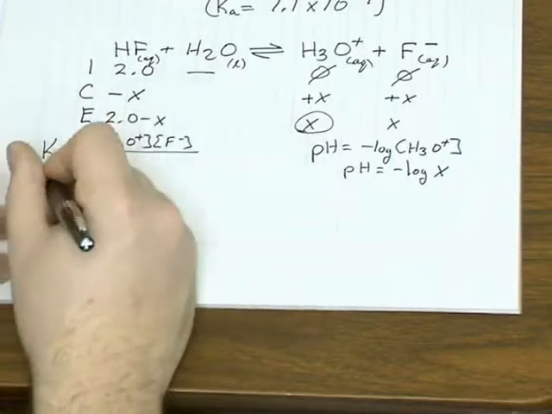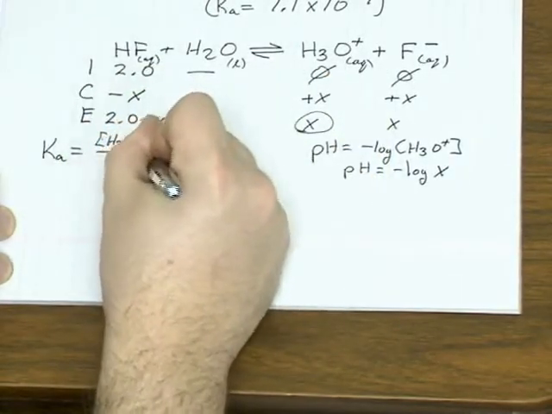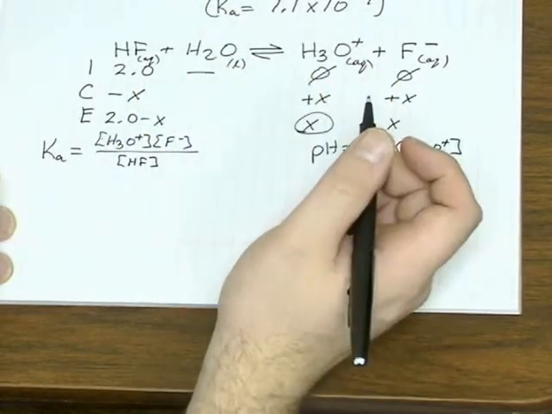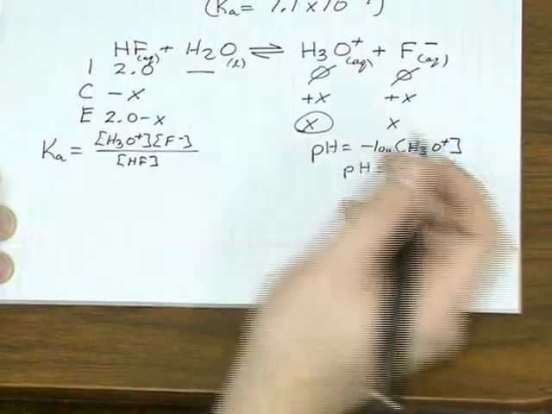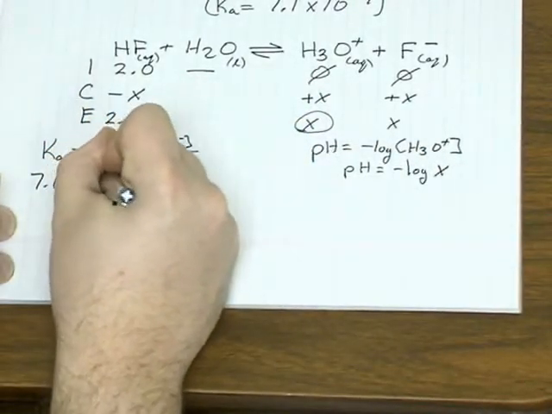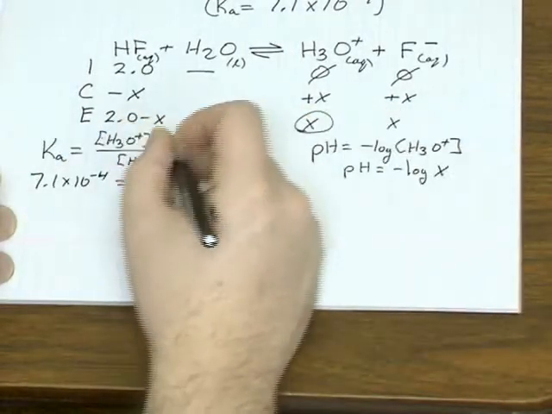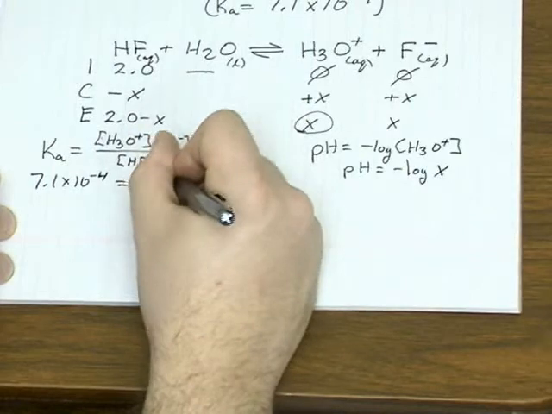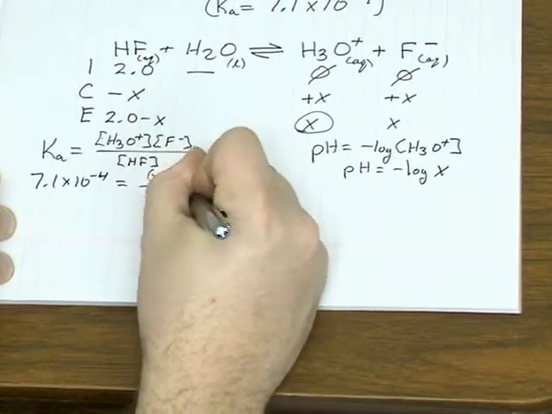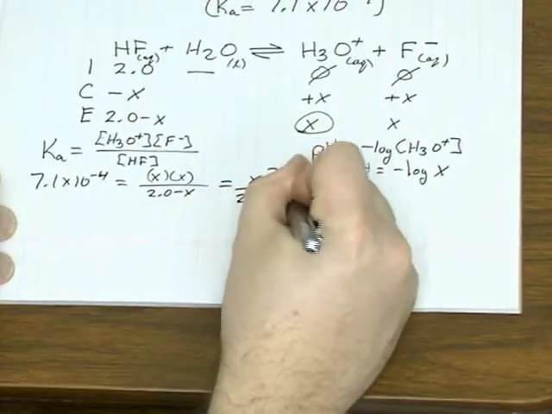So again, the expression for Ka is going to be product over reactant. Again, without water because that's a liquid. Remember, liquids and solids don't factor into K. We have a value for K. And using the last row of our ice table, that gives us X times X over 2 minus X, which is X squared over 2 minus X.